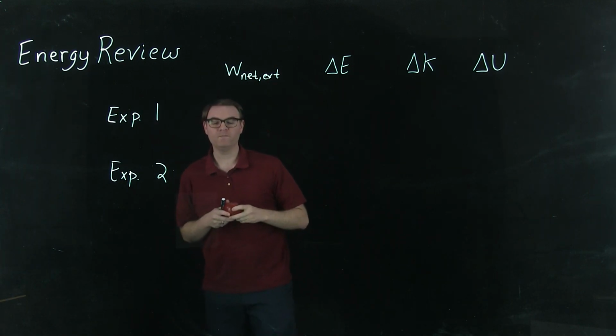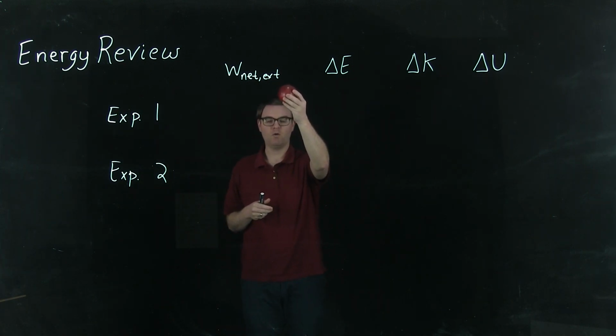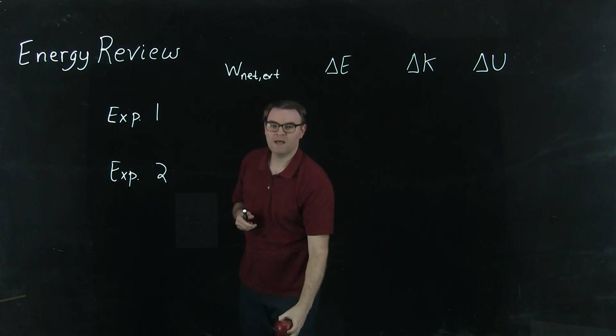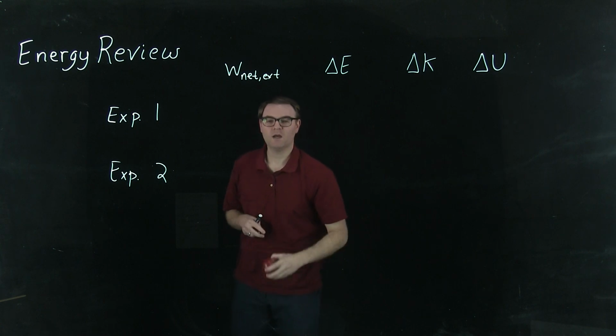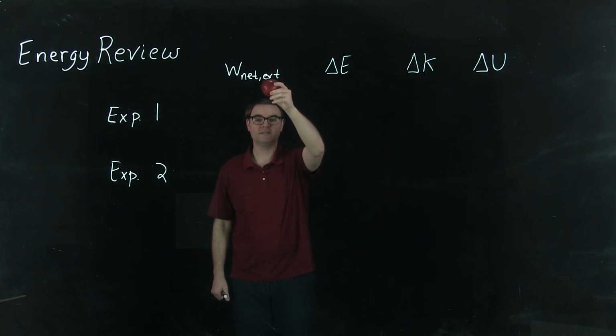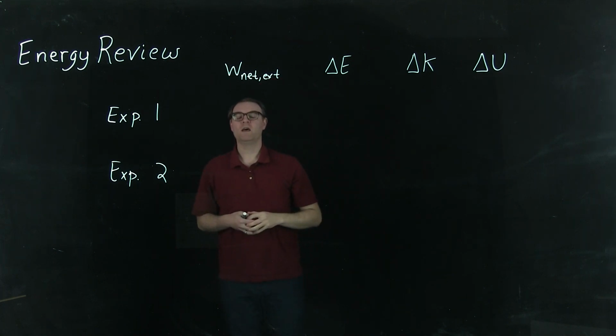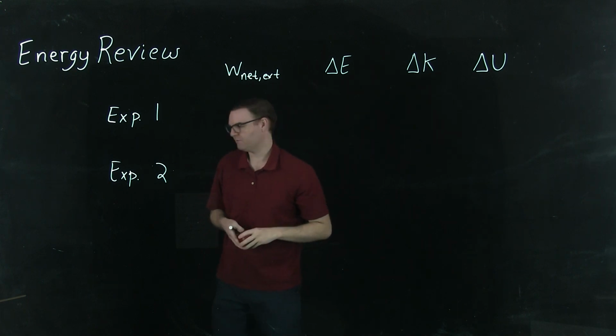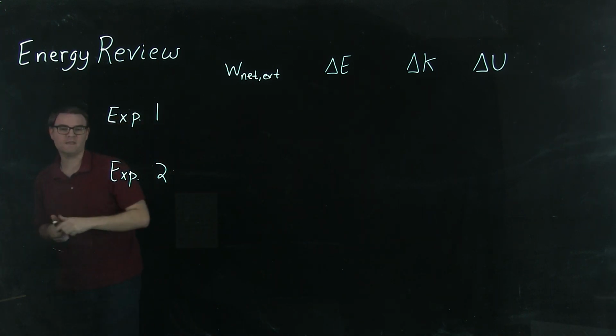In experiment one, I'm going to take this apple, hold it up here, and then slowly lower it down and put it on the ground. And then in experiment two, I'm going to take that same apple and hold it at the same initial height, and then drop it, and think about what happens between the moment I drop it and the moment right before it hits the ground. So those are the systems that I'm thinking about.